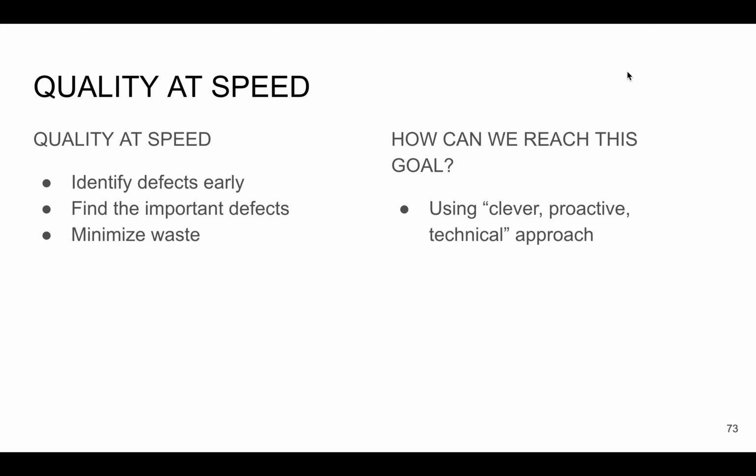How can we describe quality at speed? So first of all, identify defects early. The earlier we find a defect, the less it will cost and it won't affect users in production, and we will improve our quality and improve user satisfaction. The next important thing is to find the important defects. Defects are different.